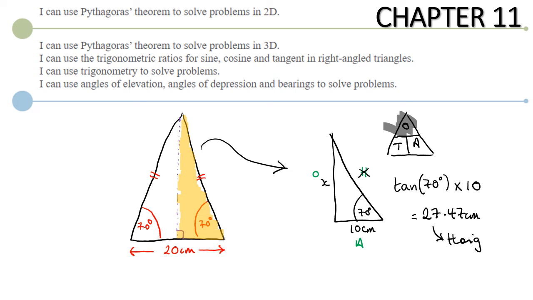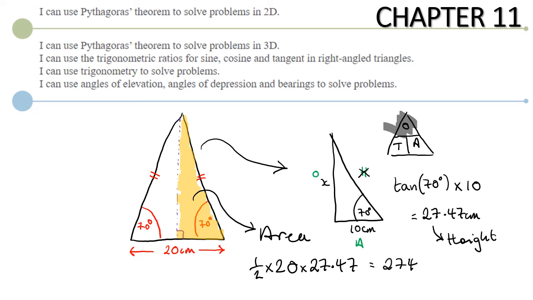And then you could use maybe half base times height to work out the area. So the area of this would be half the base times the height, which we've worked out is 27.47, would give me the area. And if I work that out, I would get an area of 274.75. This is rounded to 2 decimal places, centimeters squared. So there's lots you can do with Pythagoras and trigonometry.